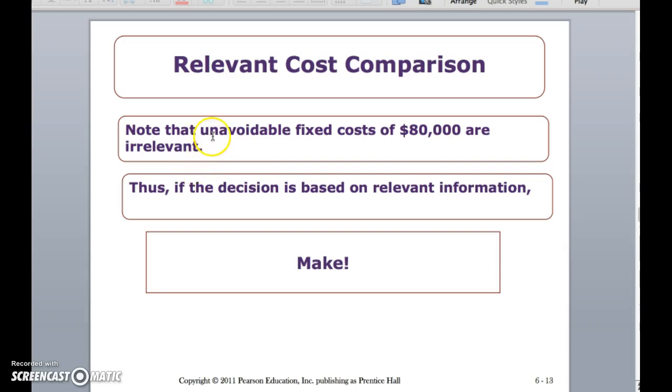Note that unavoidable fixed costs of $80,000 are irrelevant because it does not matter if the company makes or buys, the company has to pay this $80,000, and this $80,000 would need to be added to whatever they paid to the supplier. That will make the cost much higher. So the better decision for the company is to make.